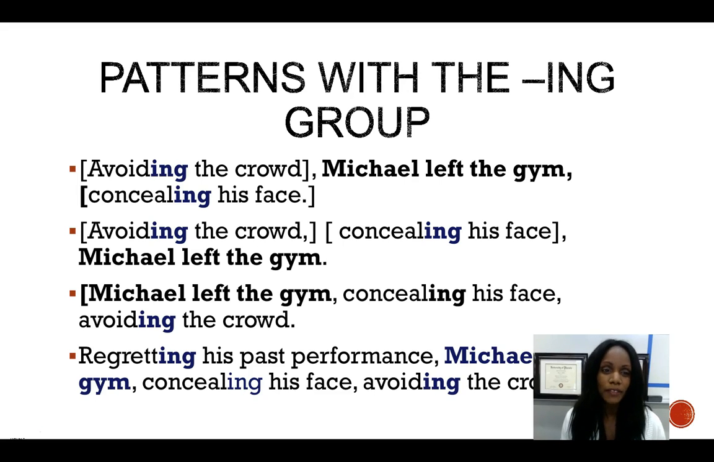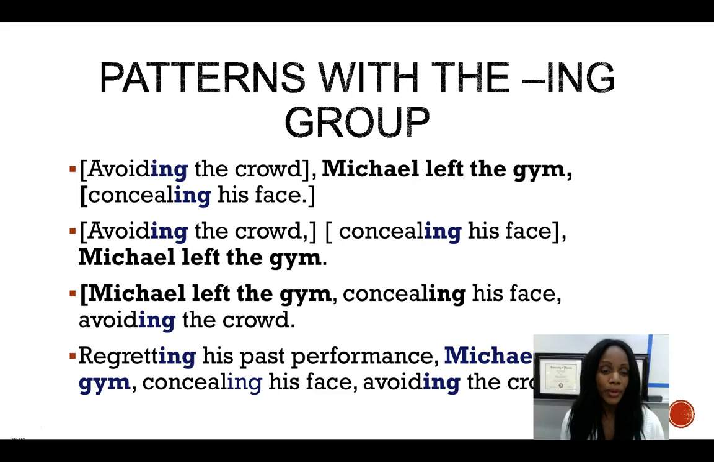Look how these work. Avoiding the crowd, Michael left the gym, concealing his face. Avoiding the crowd, concealing his face, Michael left the gym. Notice that I moved the one in the back to the front right after the first one. Let's take a look at the third sentence. Michael left the gym, concealing his face, avoiding the crowd. So now we moved everything to the end. So you can double up the ing group, you can stack it up, you can even add more.